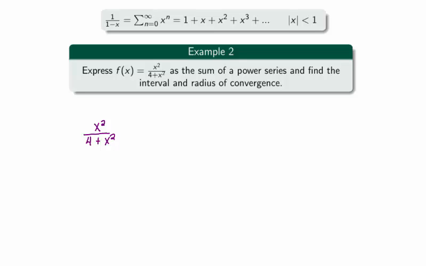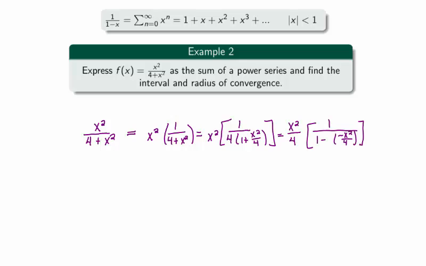To deal with the x squared in the numerator, we just factor it out. x squared divided by 4 plus x squared equals x squared times 1 over 4 plus x squared. Next, to deal with the 4, we also factor it. We get x squared over 4 times 1 over 1 plus x squared over 4. And finally, we deal with the sign. x squared over 4 times 1 divided by 1 minus negative x squared over 4. All that remains is to expand 1 over 1 minus negative x squared over 4 as a power series. To do this, we substitute negative x squared over 4 for x in the power series representation for 1 over 1 minus x.